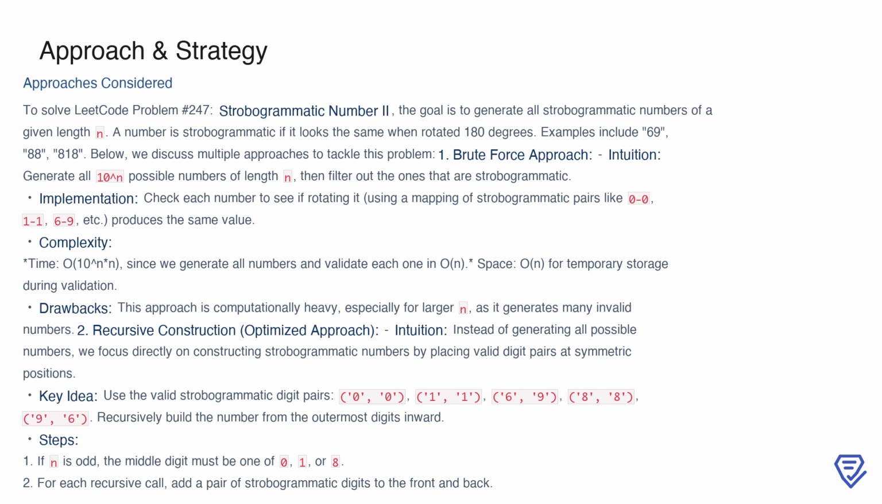The second approach, which is a recursive construction method, offers a more optimized solution. Instead of generating all numbers, we focus on directly building strobogrammatic numbers by placing valid digit pairs at symmetric positions. The idea is to use the valid strobogrammatic pairs and construct the number from the outermost digits inward. For odd-length numbers, the middle digit must be one of 0, 1, or 8. During each recursive step, a pair of valid digits is added to the front and back of the number, ensuring that only strobogrammatic numbers are constructed.